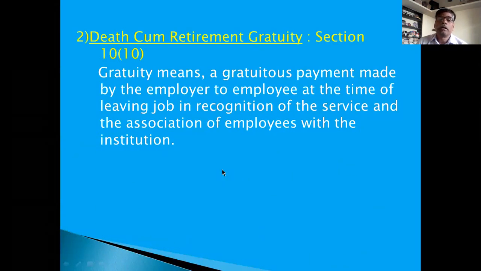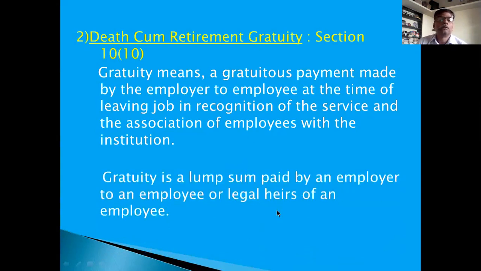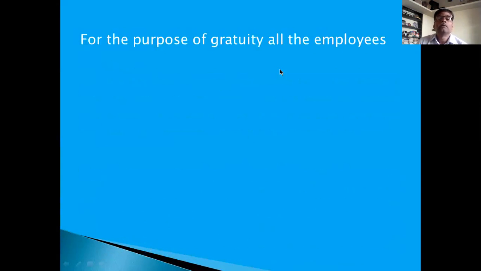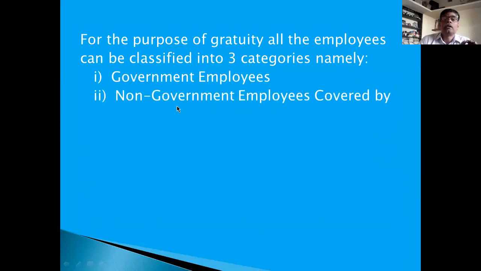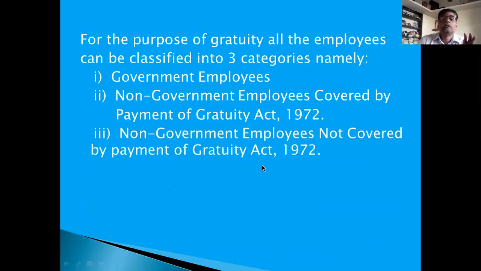This I already explained, and for the purpose of gratuity, all employees are classified into three categories. One is the government employee. For the government employee, total gratuity is exempted from tax. Second, for a non-government employee covered under the Gratuity Act, the least of the three is exempted from tax. Least of the three means three points are given: actual amount, or rupees 20 lakh, or 15 days salary. I already explained this.